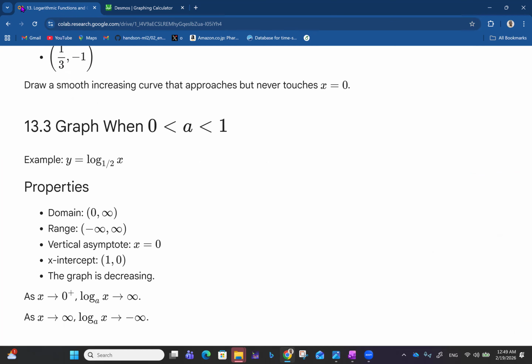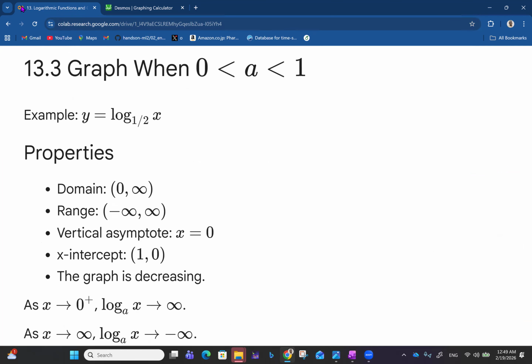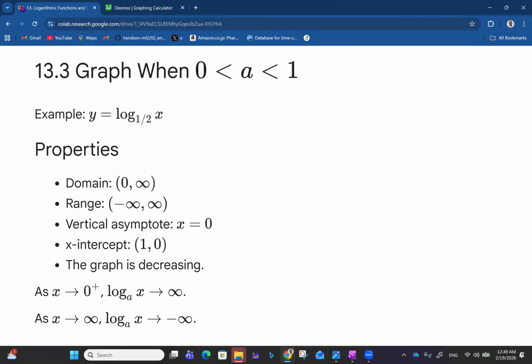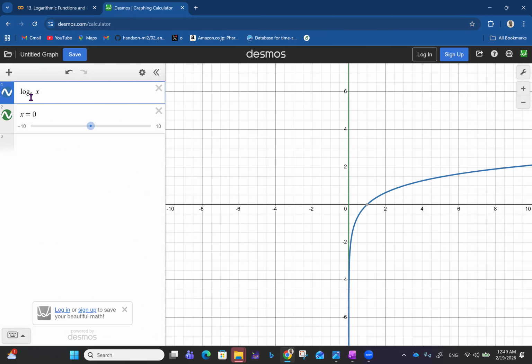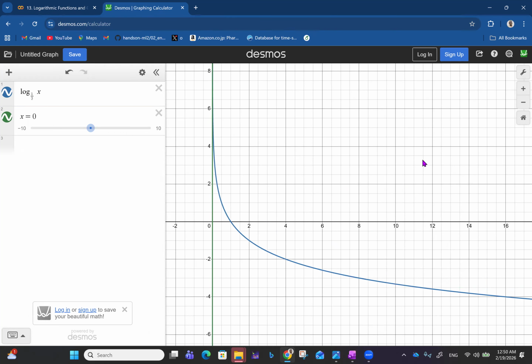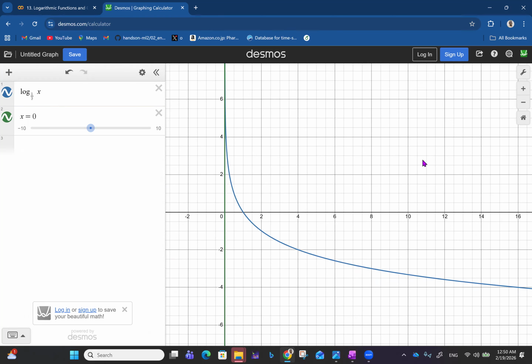So next, what if we want to graph when the base lies between 0 and 1? So when y is equal to log x to base half, so to base 1 divided by 2. Okay, see what happens here now. So now it's a flip over of log x to base 2. In this case, look at what happens.